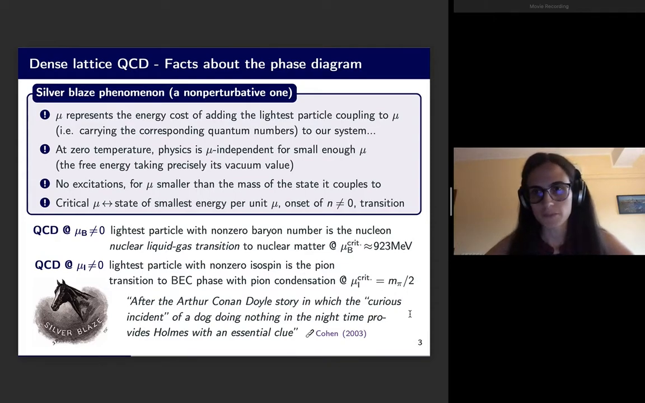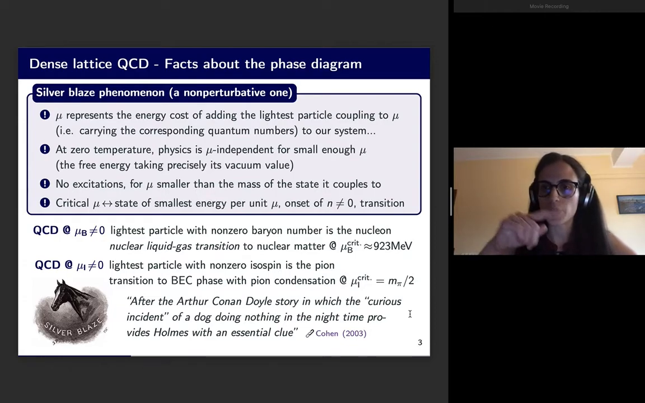This is the same as saying that there are no excitations for mu smaller than the mass of the state it couples to. This sentence defines what is the critical value of mu, after which the physics at zero temperature starts being mu dependent. In particular, this critical mu corresponds to the state of the smallest energy per unit mu, and it is where we observe an onset of the density, of the number density, which becomes different from zero, and it is the location of a transition.